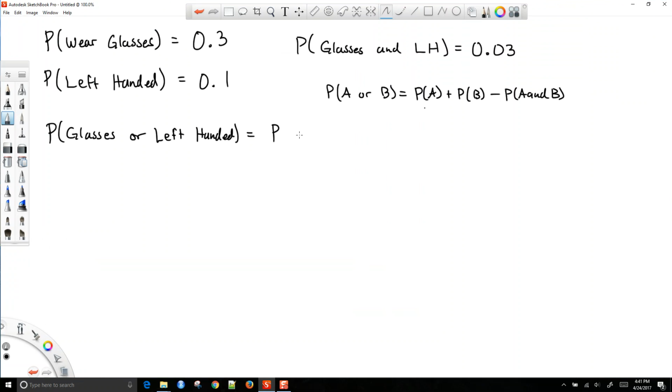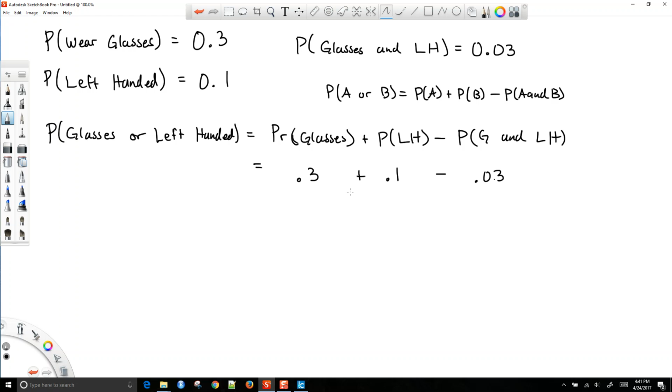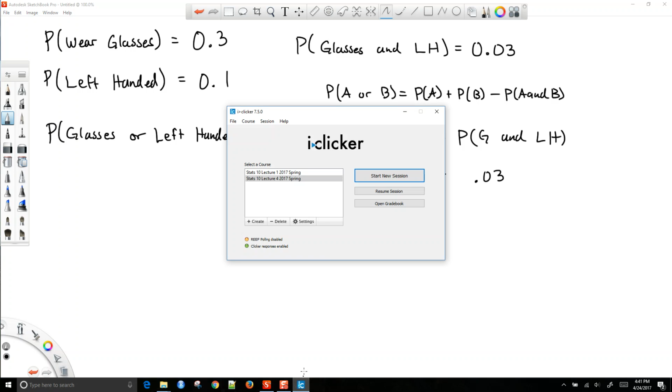Okay, so anyway, let me just continue on. This is the probability of glasses plus the probability of left-handed minus the overlap, the probability of glasses and left-handed. So this will be 0.3 plus 0.1 minus 0.03, which is 0.37.